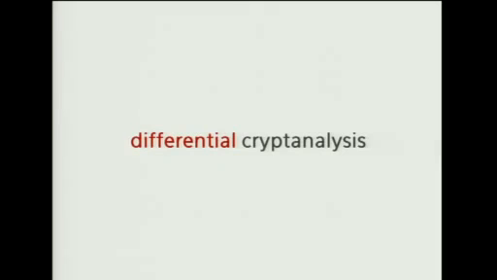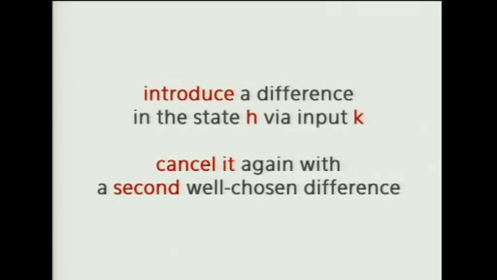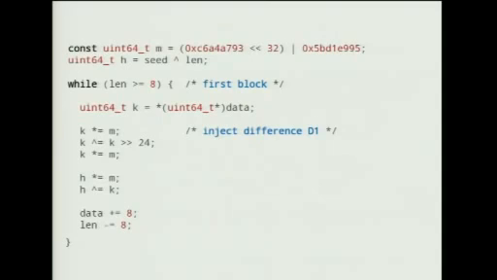So the main strategy of our attack borrows some principles from differential cryptanalysis. And this is the high-level strategy that we used. We introduce a difference in the state of h by using the message blocks, and we will cancel this difference right away by introducing a second difference. So let's have a look at how this would work in the code.